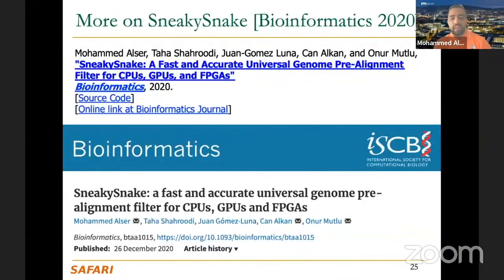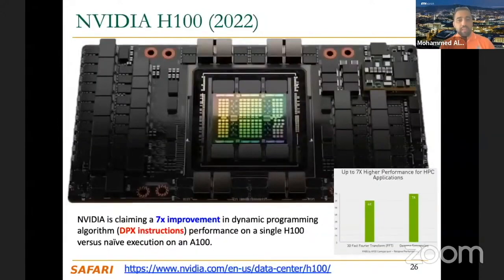These are the things that you can do with SneakySnake. So we have now GPU, FPGA, CPU, and also near-memory FPGA acceleration. But we are still lacking, for example, any implementation for UPMEM devices, or something around these emerging technologies or the new real PIM devices.